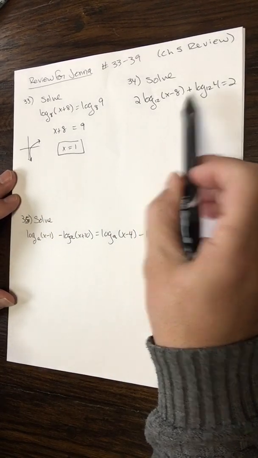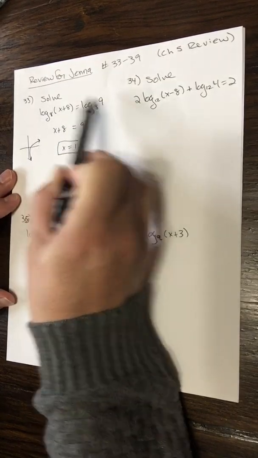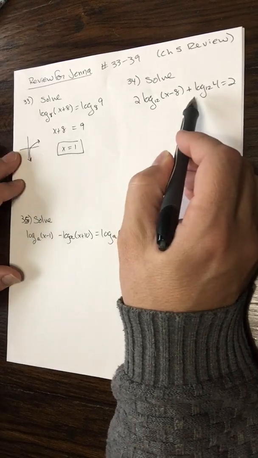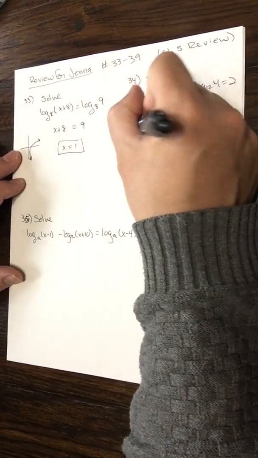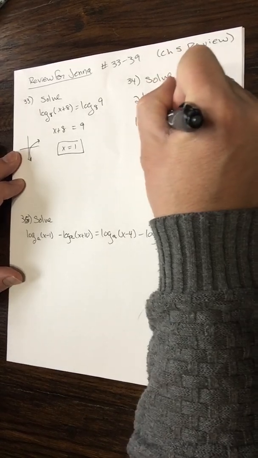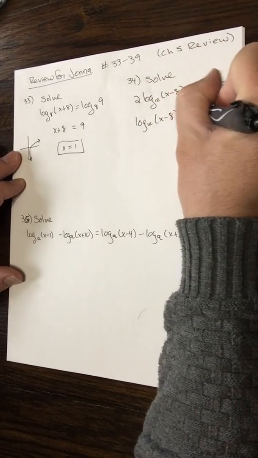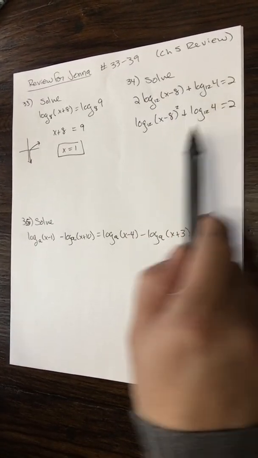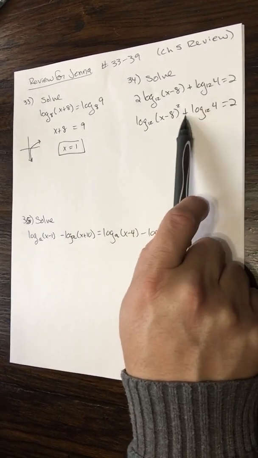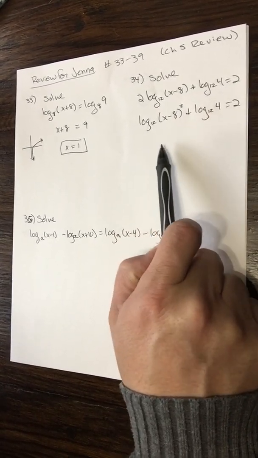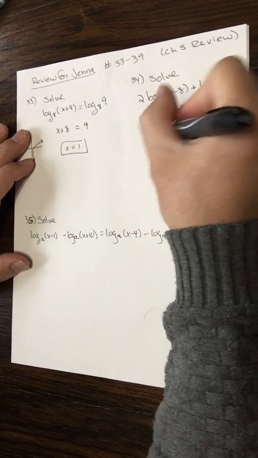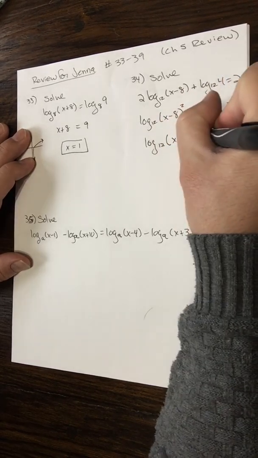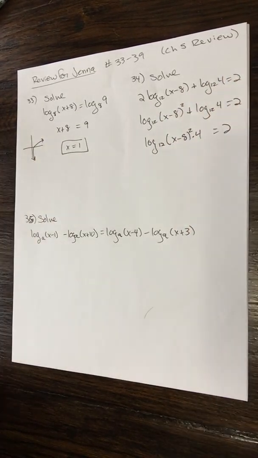Go to number 34 and watch how it's different. There's no log over here, so I'm not going to be able to just set the arguments equal to each other. What I'm going to do is write this complicated thing as one log statement. So my first thing is I'm going to take the 2, I'm going to put it up here. The log base 12 of x minus 8 to the 2 plus the log base 12 of 4 is equal to 2. Now that I took that and wrote it up as an exponent, I can write this as one log statement. Because they're plus, it's going to be one log base 12, and these arguments times each other. So it'll be log base 12 of x minus 8 squared times 4, and that's all equal to 2.